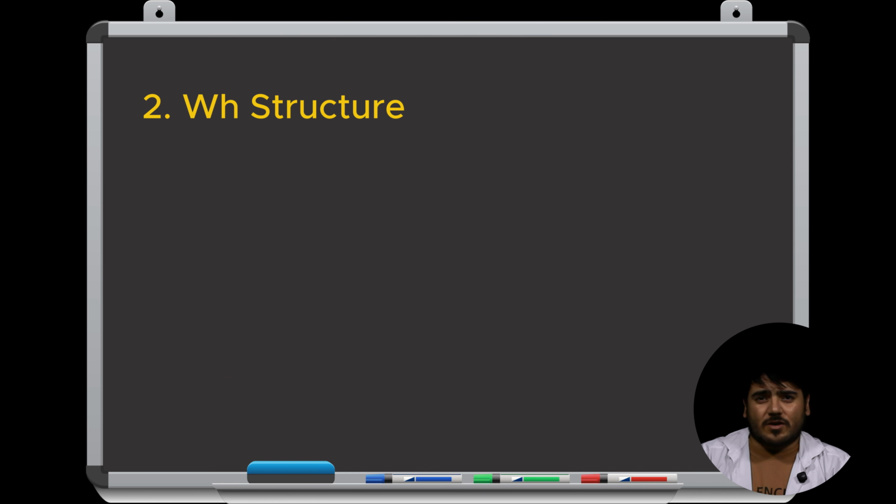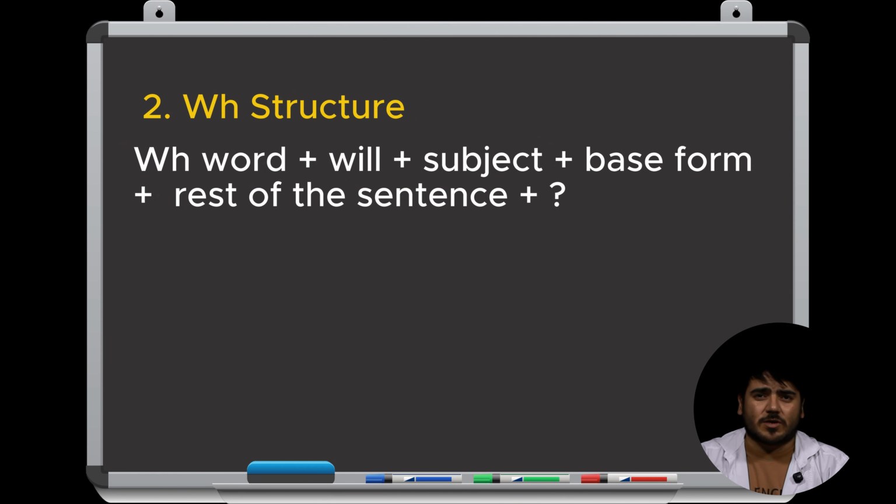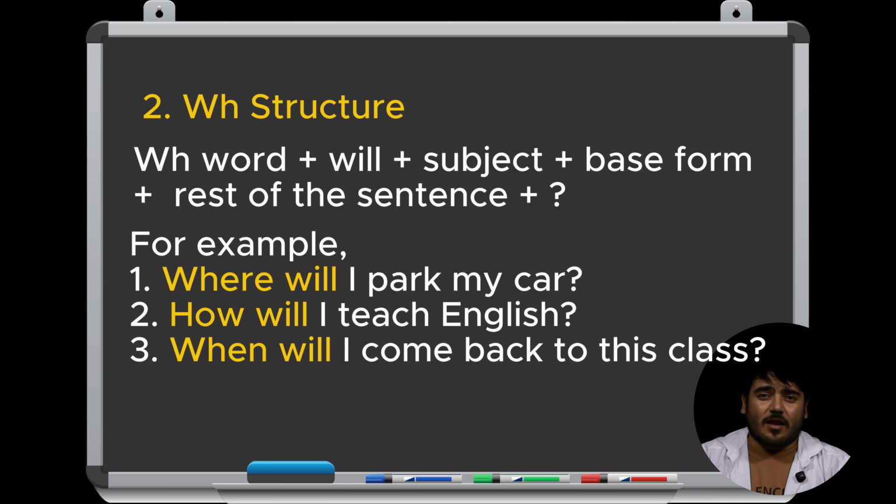And in WH structure, we start with WH word, then we use the word will, then we use subject, and then we use base verb. Well, this is one of the WH structures we have in simple future tense. Like, where will I park my car? How will I teach English? Or let's say, when will I come back to this class?